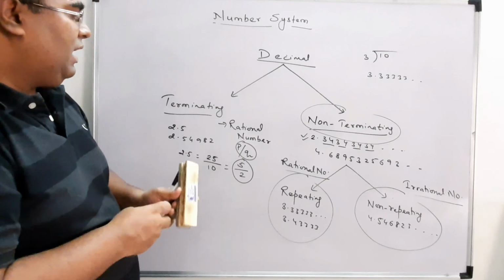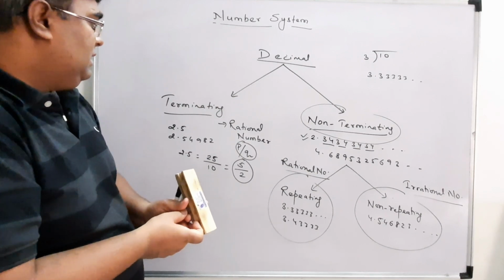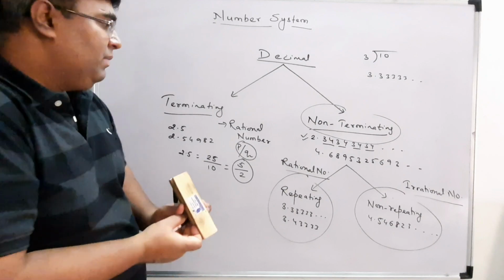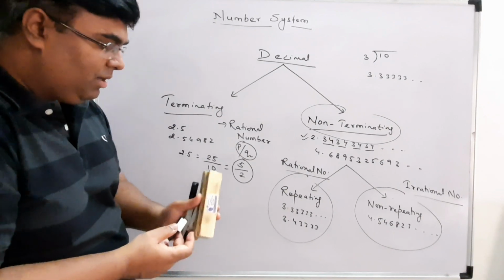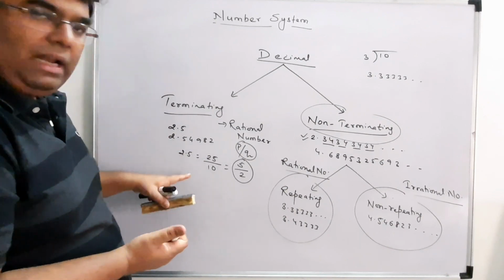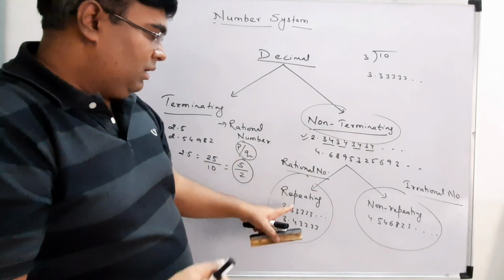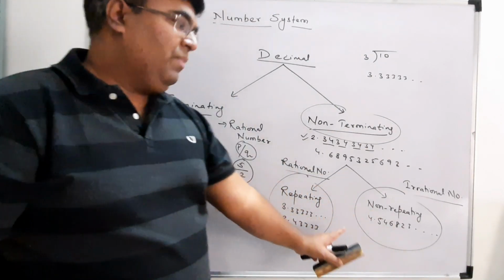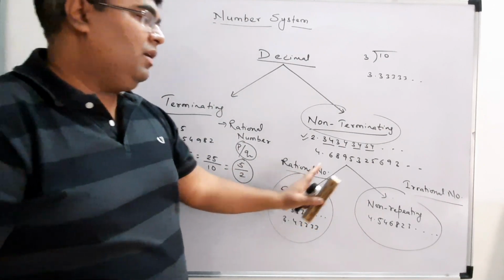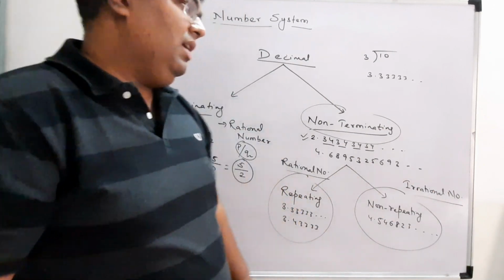That decimals, we have two types of categories, terminating and non-terminating. Terminating are simple rational numbers, okay, where we have got like this. Non-terminating, we have two categories again, one is repeating and one is non-repeating. Repeating is my rational number and non-repeating is an irrational number.